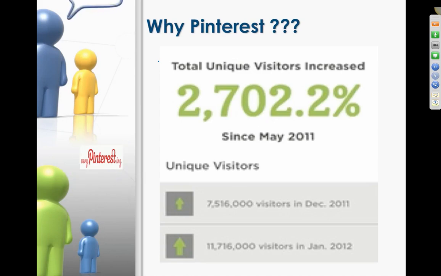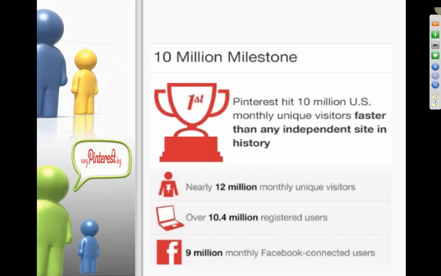Pinterest is one of those sites that has just been skyrocketing in terms of usage and how many people are visiting. If you look at some of these stats, there were 7.5 million visitors in December 2011 and 11.7 million in January 2012. So that's a significant increase in just one month.